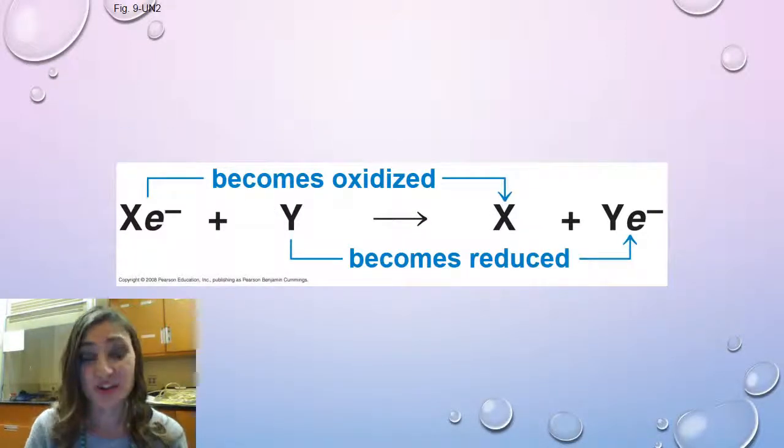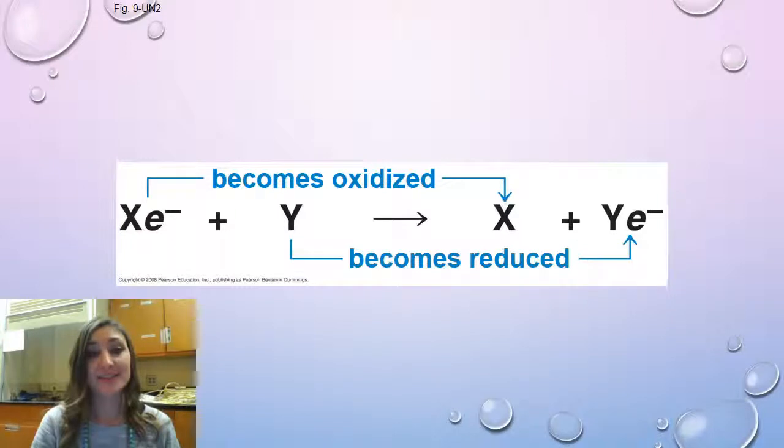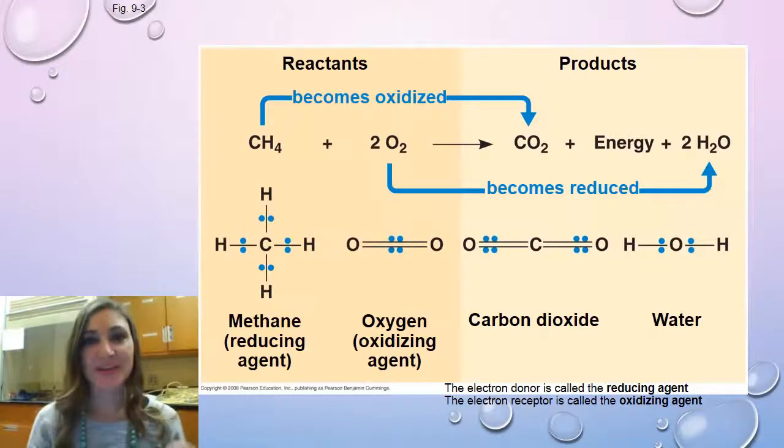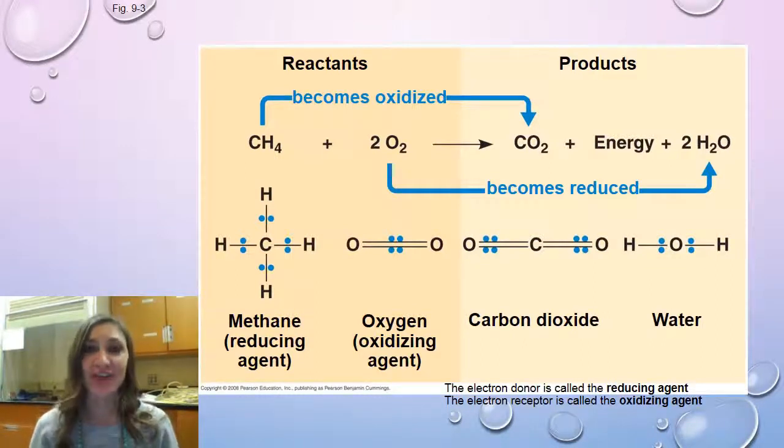And this is a more generic form of this, okay? Here X is losing its electron, so it has been oxidized, and Y is gaining an electron, therefore it has been reduced. All right, this one's a little more complicated, but now we're actually looking at a combustion reaction, which is similar to the breakdown of glucose in cellular respiration.